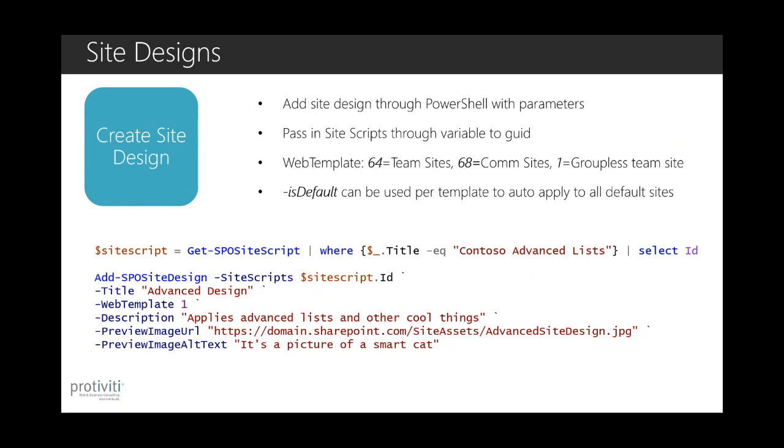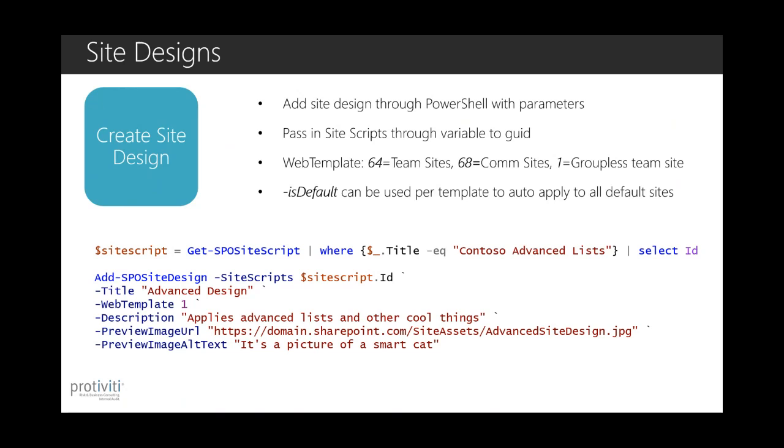When I create the site design, you're going to use the Add-SPOSiteDesign cmdlet. From an options standpoint, this definitely has your most options and the most end user impact. So the big one is what web template is. Web template will define which drop down I will see my site design in. If it's 64, it's going to be for team sites, and if it's 68, it's for comm sites. If it's 1, that means it's going to be used for a groupless team site, but also be available for users when they want to apply a design after the fact. So that is the big one.